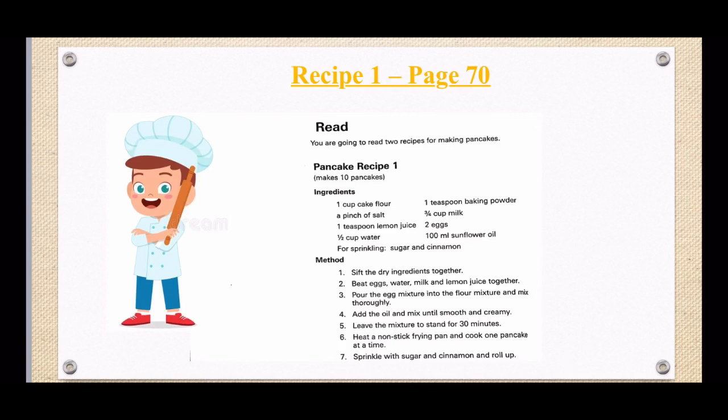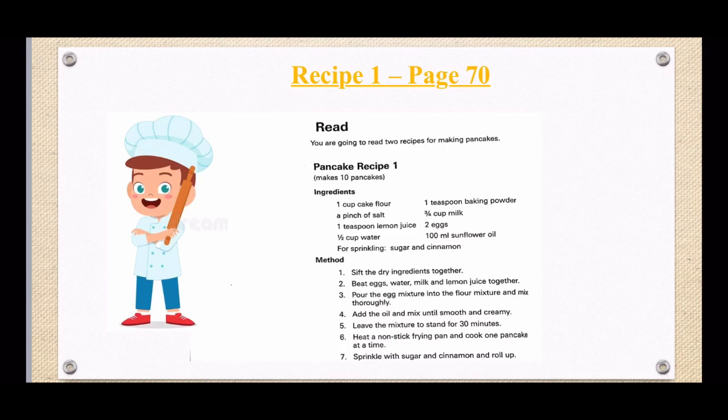So pancake recipe 1. This one makes 10 pancakes, right? Our ingredients are 1 cup cake flour, a pinch of salt, a teaspoon of lemon, half a cup of water, 1 teaspoon baking powder, 3/4 cup milk, 2 eggs and 100 milliliters sunflower oil. For sprinkling, you can have sugar and cinnamon. So it gave us the list of ingredients and now it's giving us a list of method, and it's numbered from 1 to 7.